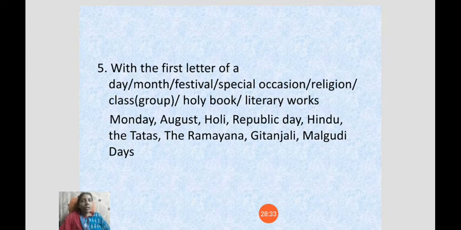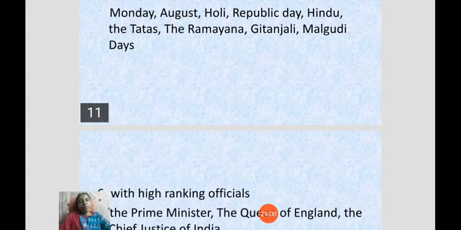Gitanjali, it's a literary work by Rabindranath Tagore. So we are writing it in capital G. Now Malgudi Days, it's also a literary work by R.K. Narayan. So we are writing them in capital. When you are writing the literary works, whenever a preposition comes, avoid writing that preposition in capital and the rest all in capitals.